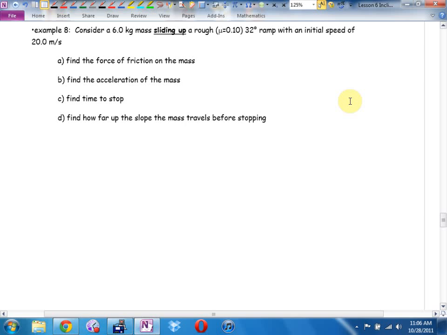That's part D. To do that, we're going to have to find part A, the force of friction, part B, the net acceleration, C, how long it takes to come to a stop, and then D, solve for d. This is a combination in one question of everything we've done all year except projectiles. First, here's my ramp.